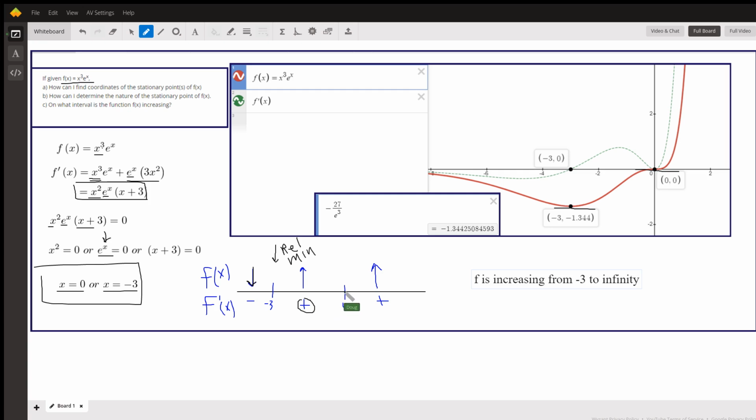At 0, the direction doesn't change. So this is not a relative max or a relative min. It might be a point of inflection. That's another topic. So f is increasing based on these arrows from -3 right here, all the way to infinity.